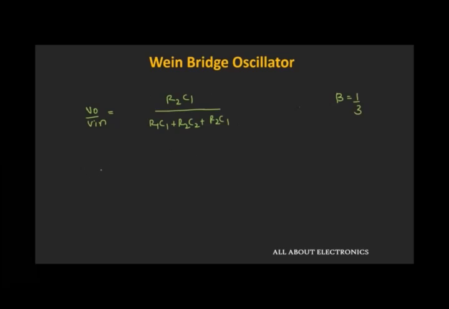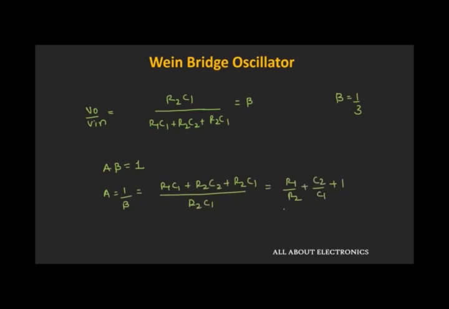Now, like we have discussed, for the sustained oscillations, the A beta of this oscillator should be equal to 1, or we can say that the loop gain should be equal to 1. Now, this is the value of beta for this feedback network. So we can say that A should be equal to 1 divided by beta, or we can say that this gain of this amplifier should be equal to R1C1 plus R2C2 plus R2C1 divided by R2 times C1. And if we simplify it, then we can say that the amplifier gain A will be equal to R1 by R2 plus C2 by C1 plus 1.